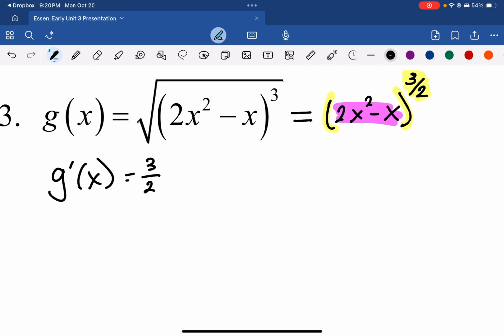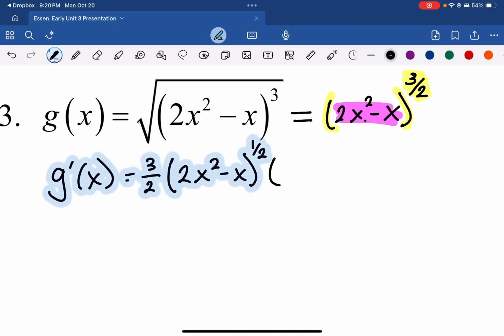So drop the power. Write our inside function. Subtract 1 from our power. So 3 halves minus 1 is going to give me 1 half. And then times the derivative of the inside. So 2x squared minus x, so I'm going to take that derivative. 2x squared is going to become 4x, and minus x becomes a minus 1. So the g prime of x is 3 halves times 2x squared minus x to the 1 half times 4x minus 1.